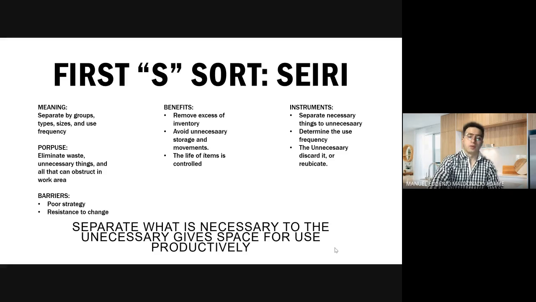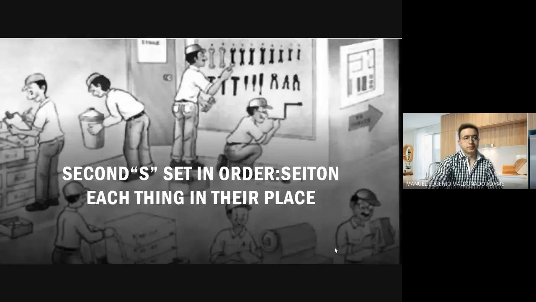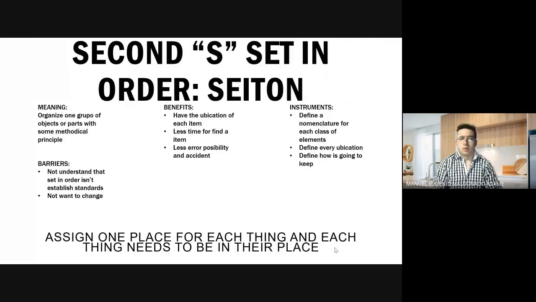Now we're going to go to the second S. The second S, set in order, Seiton: each thing in its place. The main meaning of this is to organize one group of objects or parts with some methodological principle. The benefit is to have the location of each item.